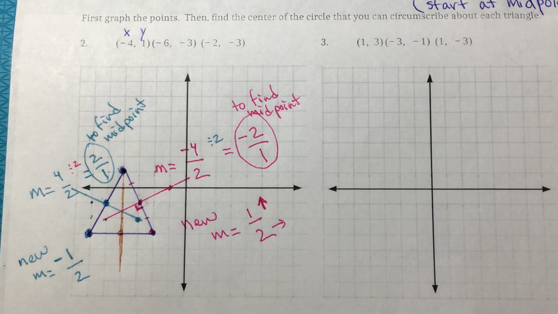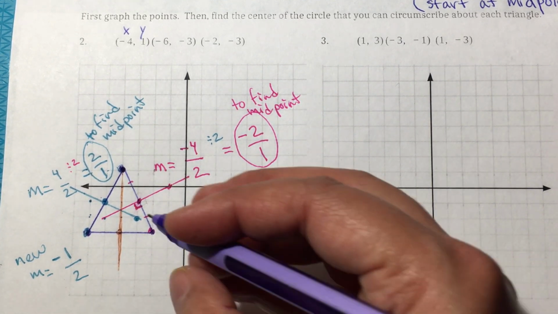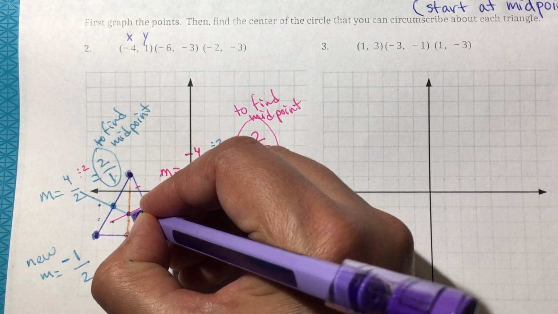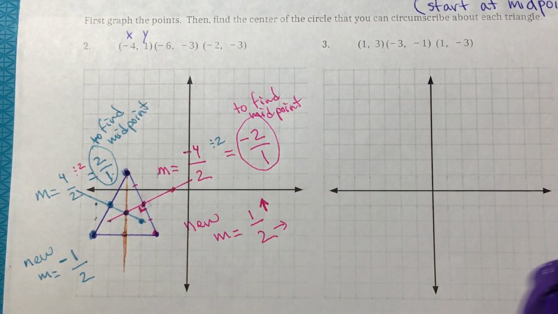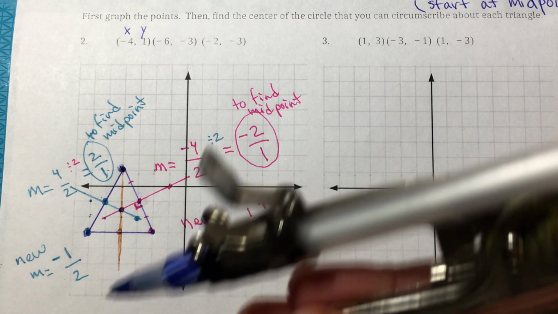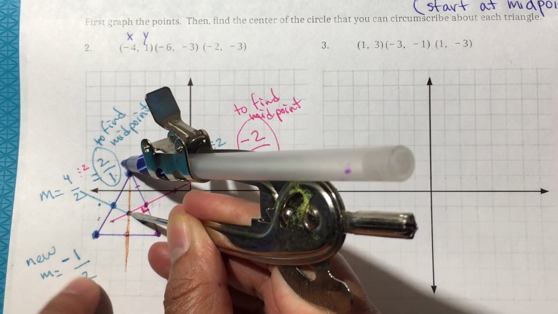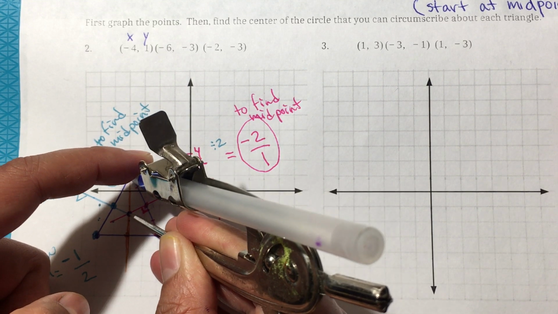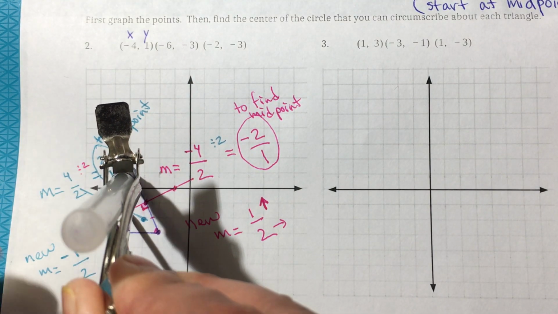Where did the 3 perpendiculars meet? It's right here. This is the point that is equidistant to all 3. And so now I'm ready to graph. I put the point in the circumcenter where the 3 perpendiculars met. I open it to one of the vertices, and by doing that, it should meet with all vertices.